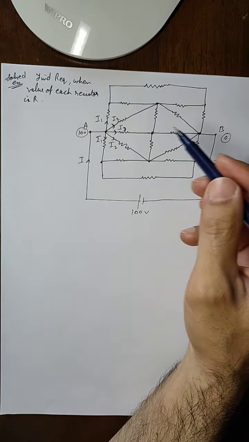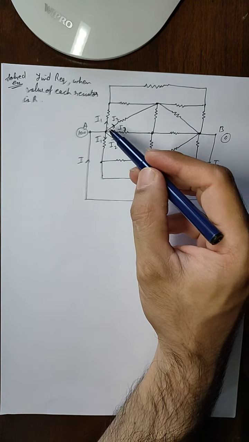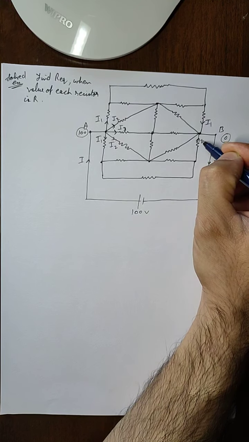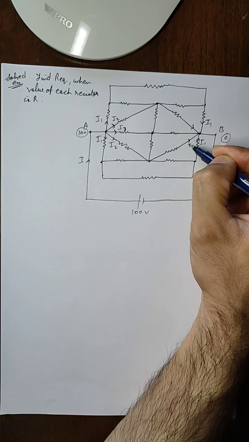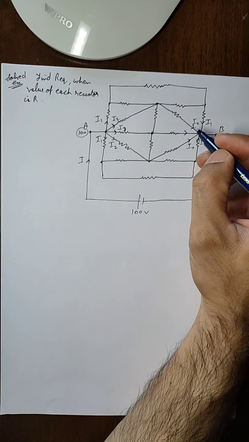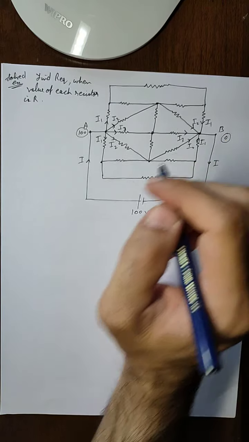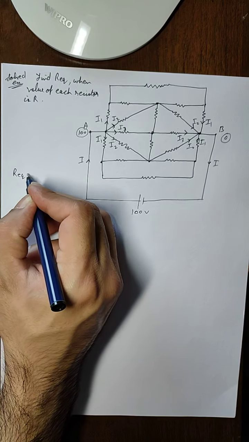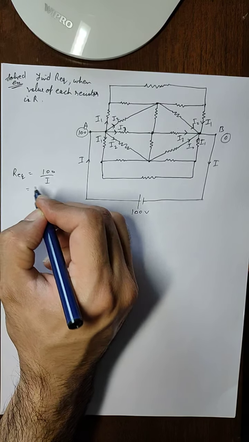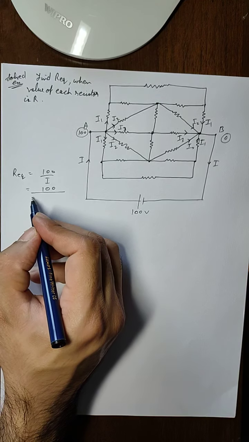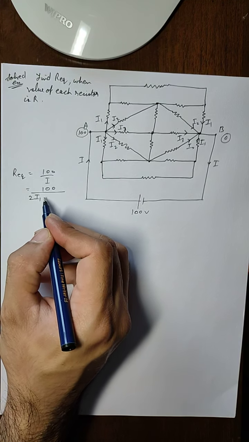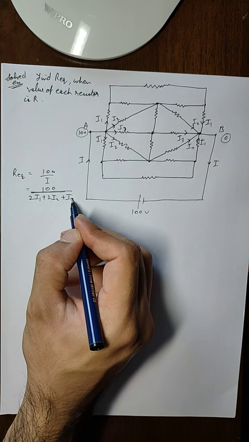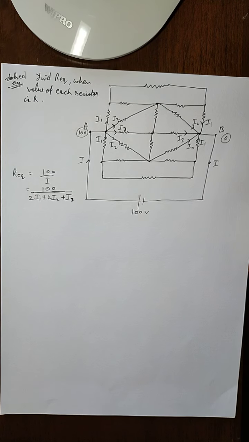and the current in this branch is I3. Now if these are the currents entering the circuit, then the same current should be leaving the circuit. So that means these will be I1, these two currents will be I2, and this current will be I3. Now that means R equivalent, which is 100 upon I, is equal to 100 upon, now I here is equal to 2I1 plus 2I2 plus I3. So what we need to do is to find the values of I1, I2 and I3.